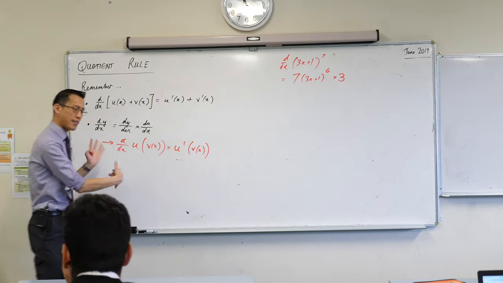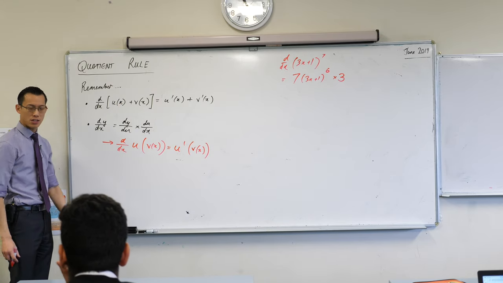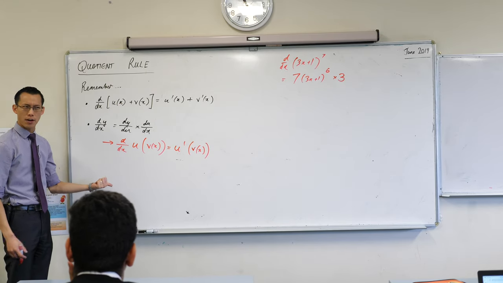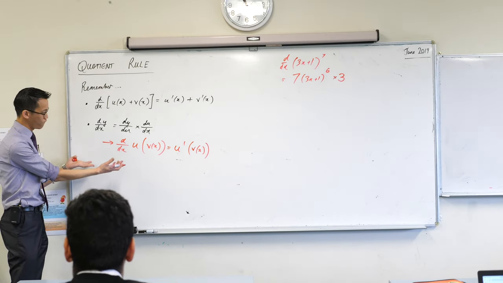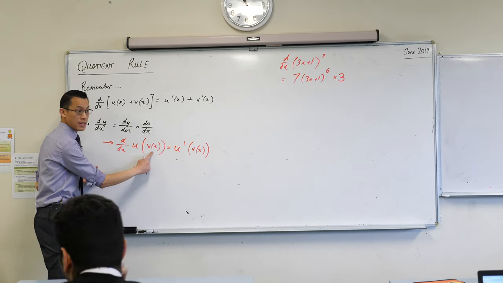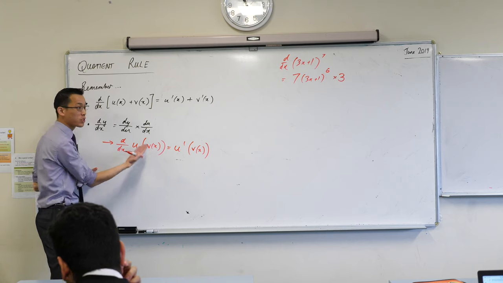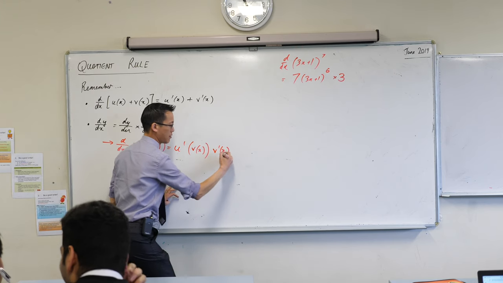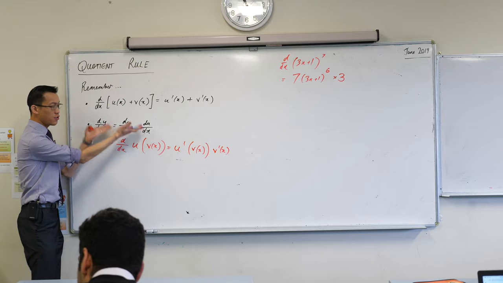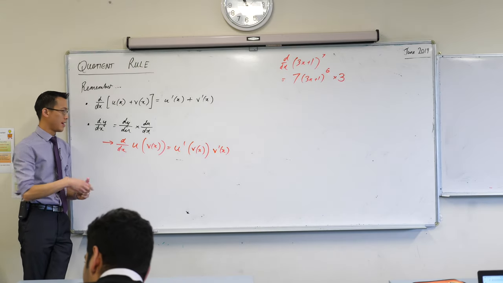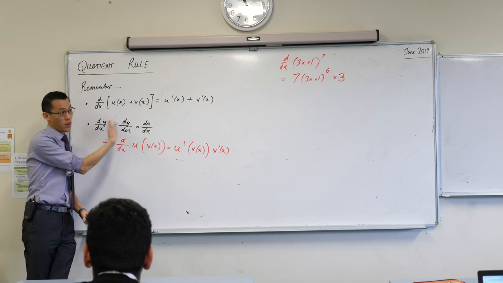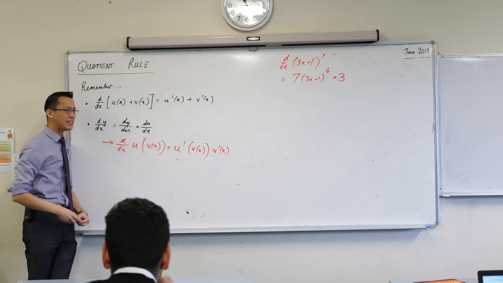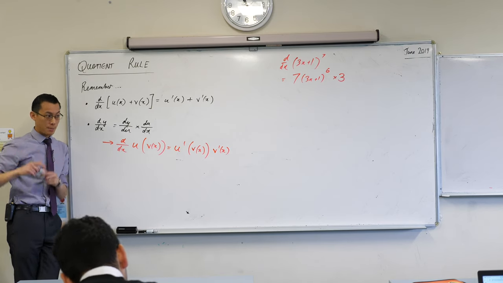So how would I write this in function notation? What's the name of the inside function? The derivative of that, what would I call it? I call it v dash. There you go. So these two things are saying the same thing. This is Leibniz's notation, do you remember that? It's one of the reasons why we introduced it. And this is the dash notation that we started with at the beginning of calculus.